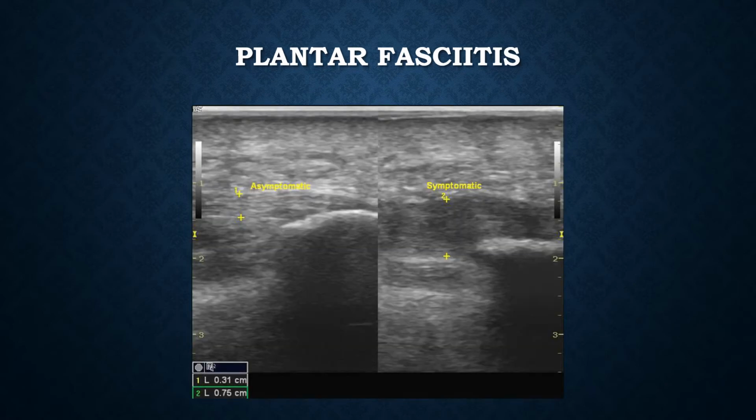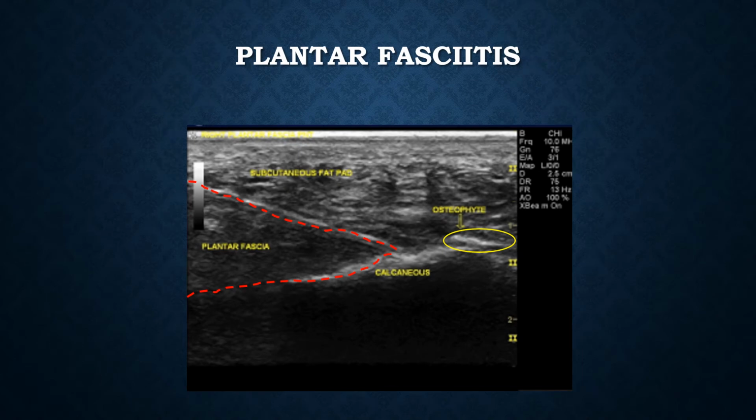Here's another example of the increased thickness along the plantar fascia that we've seen in patients with plantar fasciitis. Sometimes the repeated traction from the plantar fascia enthesis along the calcaneus results in an osteophyte or bone spur to form, which I've circled and labeled in yellow.